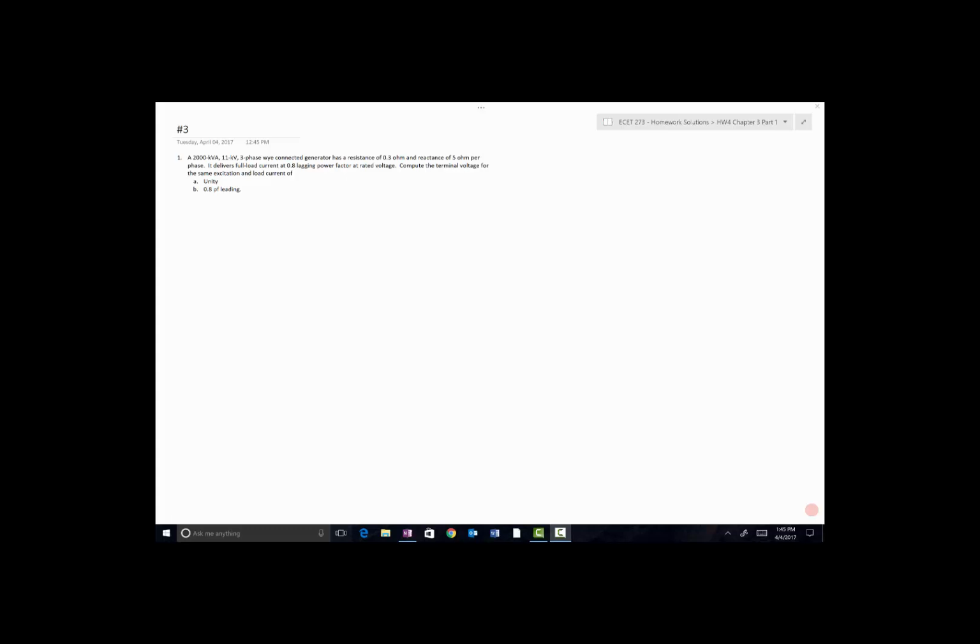Homework solution 4.3. A 2000 kVA, 11 kilovolt, three-phase Y-connected generator has a resistance of 0.3 ohms and a reactance of 5 ohms per phase. It delivers full load current at 0.8 lagging power factor and rated voltage. Compute the terminal voltage for the same excitation and load current of unity and 0.8 power factor leading.